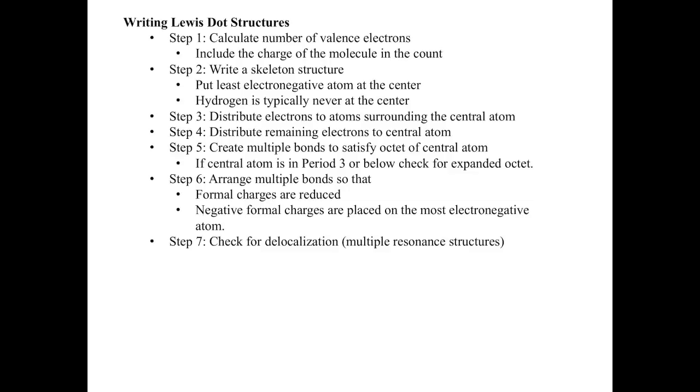The first is this concept of calculating the number of valence electrons. Also, we have to talk about a concept called formal charge, and we also have to introduce this idea of electronegativity. So we're going to start with those few items first. Once we introduce those, then we're going to look at this step-by-step process for a variety of different molecules, some simple and then some a little bit more complicated.